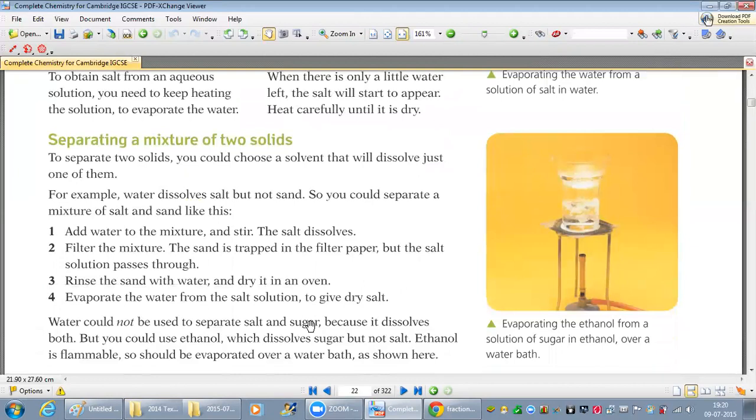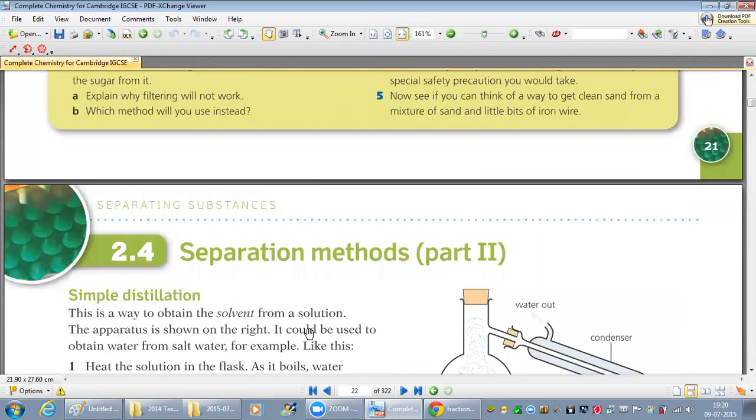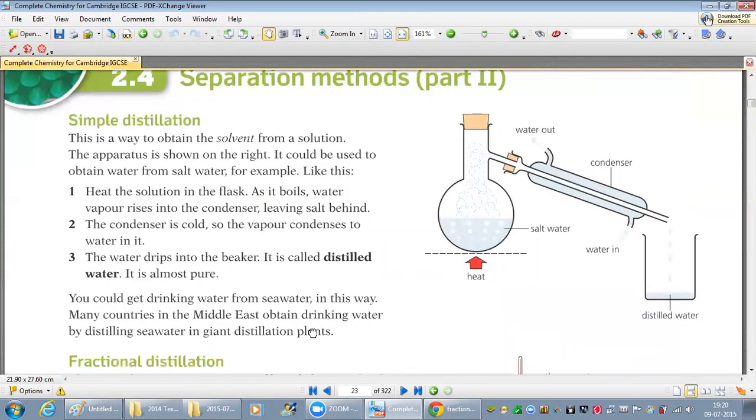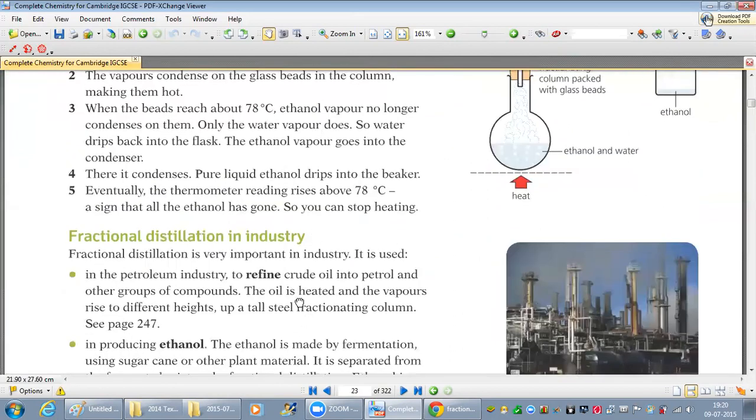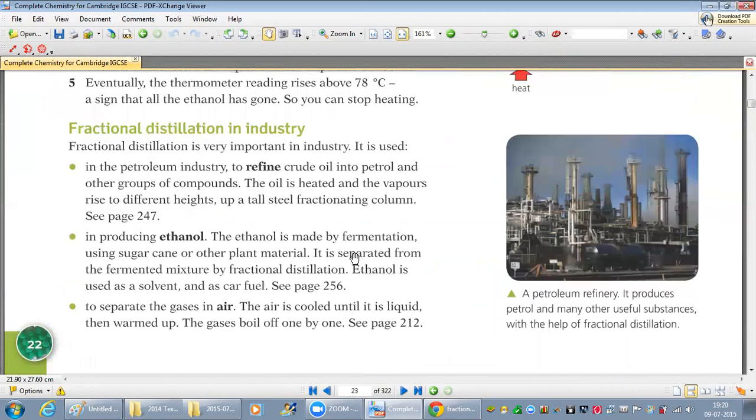Evaporation, simple distillation, fractional distillation. Okay, crude oil, this is the picture that I had shown you. Okay.